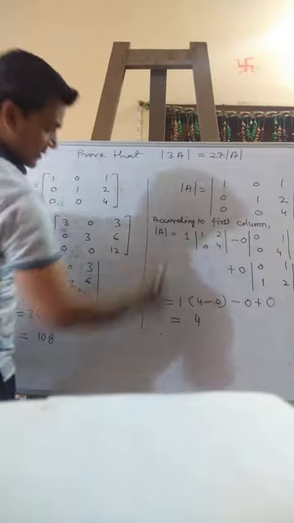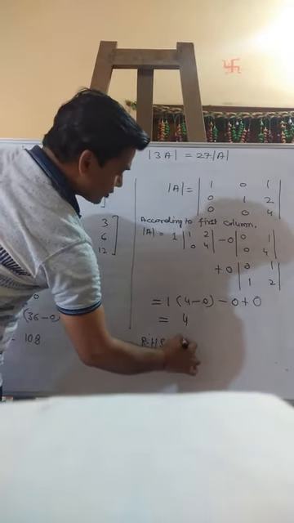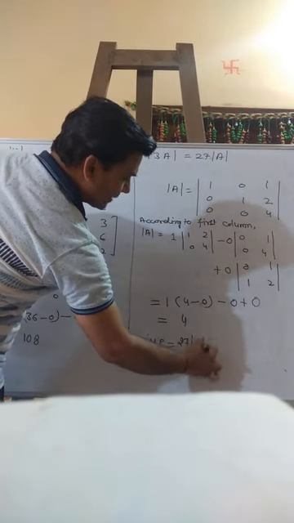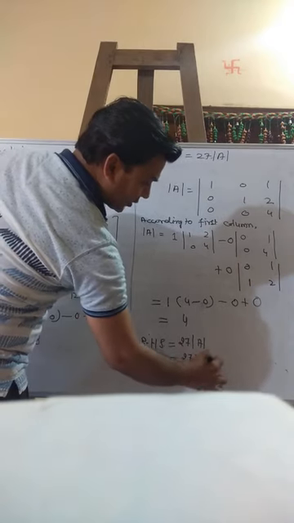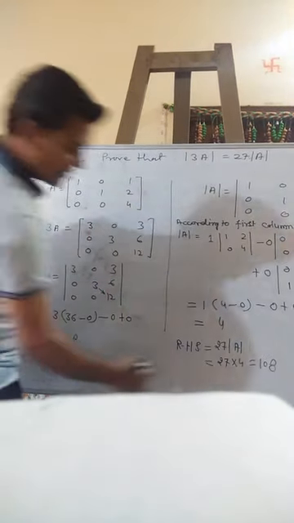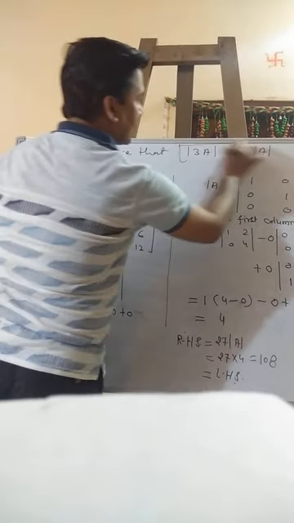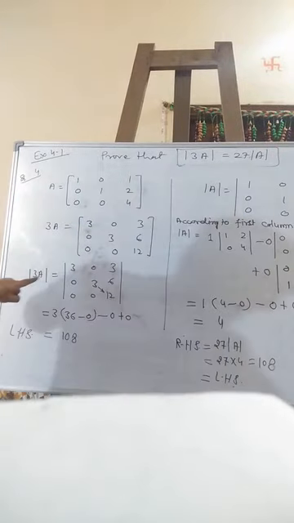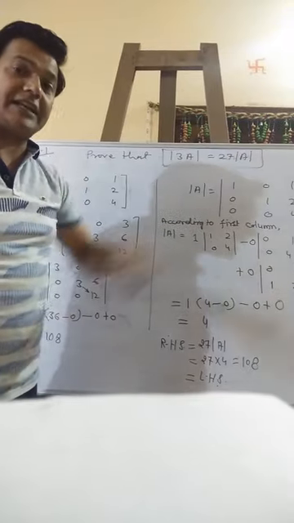Now the RHS, which is 27 times of determinant A. So what is that? 27 into 4, that is 108. And what is LHS value? Left hand side value is also 108, which is equals to RHS. So the result is proved that determinant of 3A is equals to 27 times of determinant A.